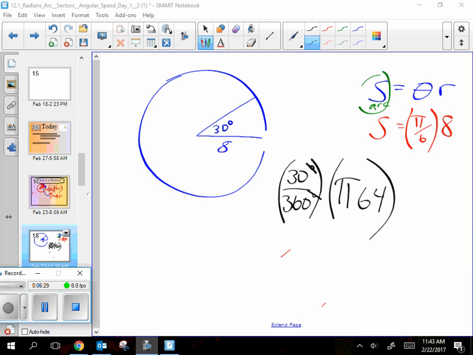And so, final answer, 30. I'm going to actually cancel the zeros. 3 over 36. Ooh, I can even reduce that. 3 over 36 is 1 over 12, I think. Pi times 64. And then I can ask myself, can I get the 64 broken up into 12 times something? I think it will. 6 times 12? Nope. 5 times 12?